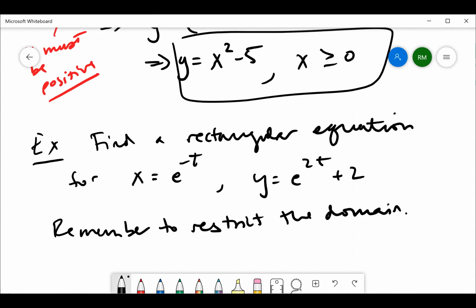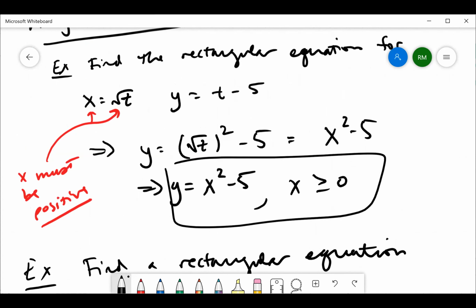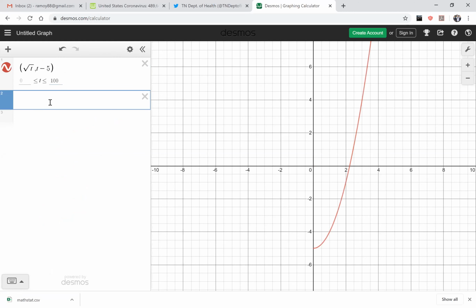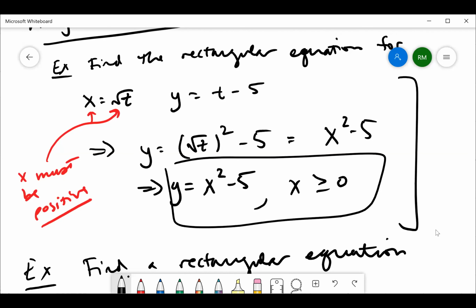Okay, so let's look at this example up here and take a look at it using Desmos. Desmos makes it very easy to do parametric equations. You just type it in here, and you give a range of t values. Let's do 0 to 100. And you see that you get half of the parabola. You see that this red curve is exactly the right half of the parabola, but the left half is missing. All right, so let's go back here and do a little bit more.